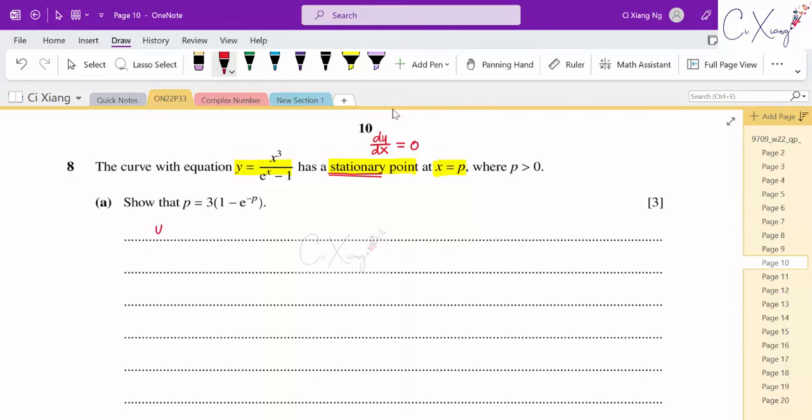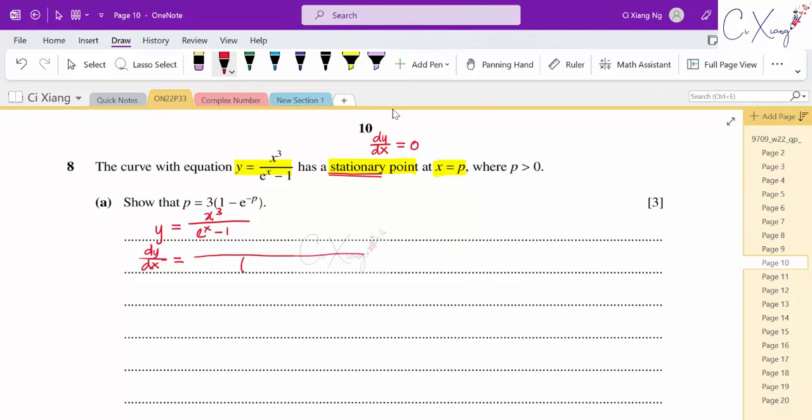Okay, so we will start from our equation here. We are having an equation in fraction form. For the differentiation, you can either use the quotient rule, or if you don't want, you can bring the e power x minus 1 up, become the whole bracket with power negative 1. Then you apply the product rule, also can. For me, I will apply the quotient rule.